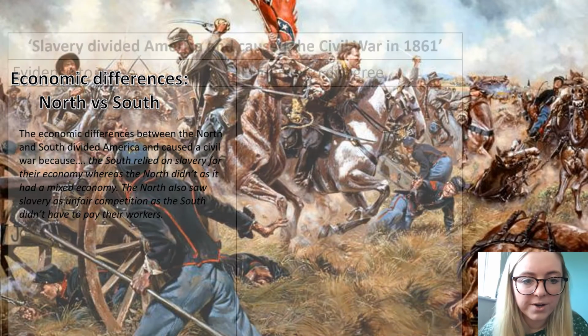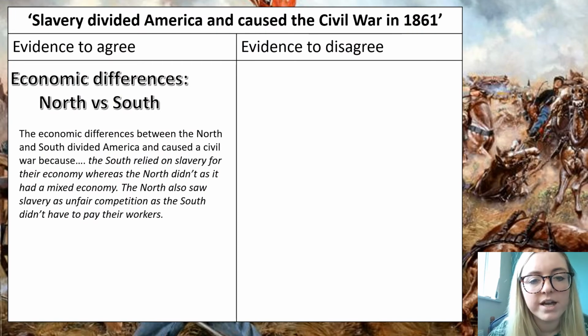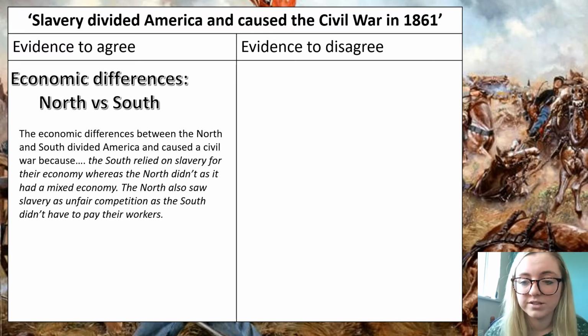So here is my waggle. It says the economic differences between the North and South divided America and caused a civil war because the South relied on slavery for their economy, whereas the North didn't, as it had a mixed economy. The North also saw slavery as unfair competition, as the South didn't have to pay their workers. Hopefully you've got something similar. If you haven't, or you've missed anything that I've added, or you want to steal this, then feel free to.